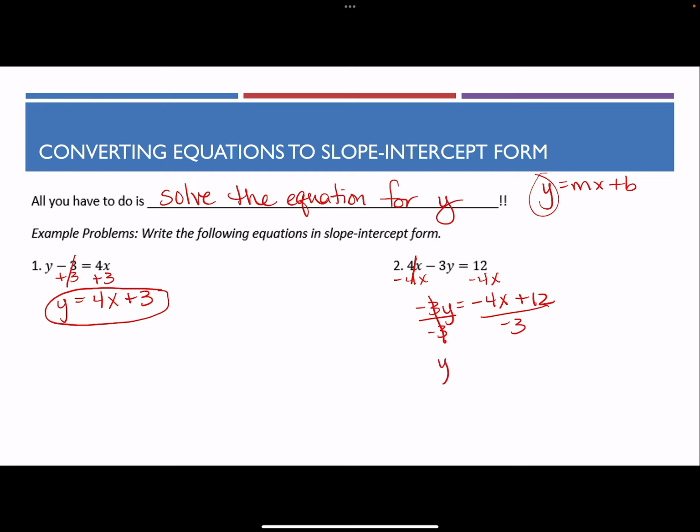The negative 3's cancel. We have y is equal to, now we're going to split this up. Negative 4x over negative 3 plus 12 over negative 3. Negative 4 over negative 3 turns into a positive 4 over 3. And then if we have that 4x on the top, that x can kind of come next to it. So it's 4/3 x. Wait, the sign: it's negative 4 over 3x, and positive 12 over negative 3 turns into a negative 4. That's y equals mx plus b. So the slope is 4 over 3, and the y-intercept is negative 4. (0, -4). All right.